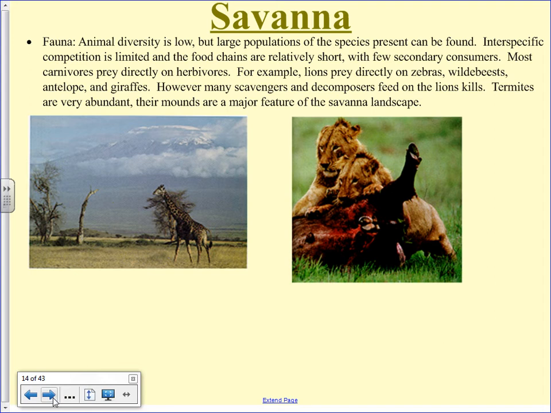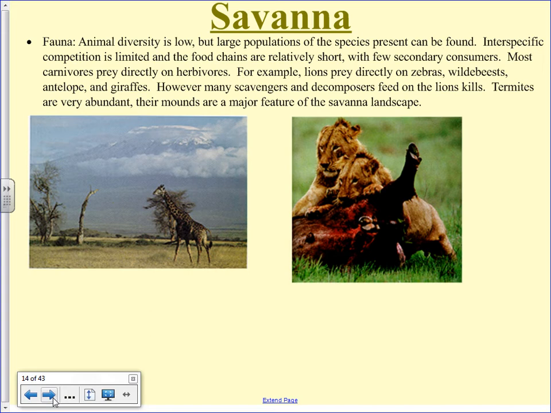Longer food chains would be, you've got your herbivore, and something eats the herbivore, and something eats that, and so on and so on. In the savanna, the food chains end after about 3 steps. Producer, primary consumer, secondary consumer, done. Very, very short.